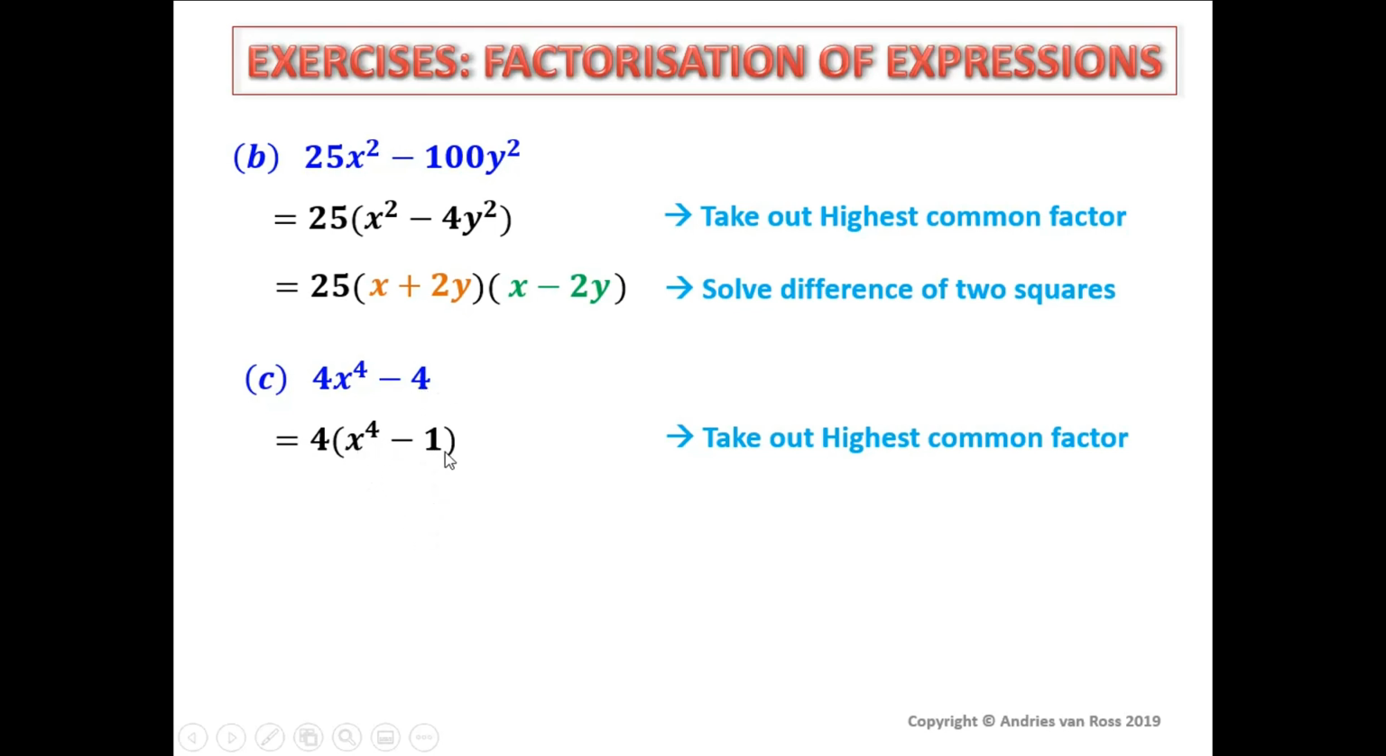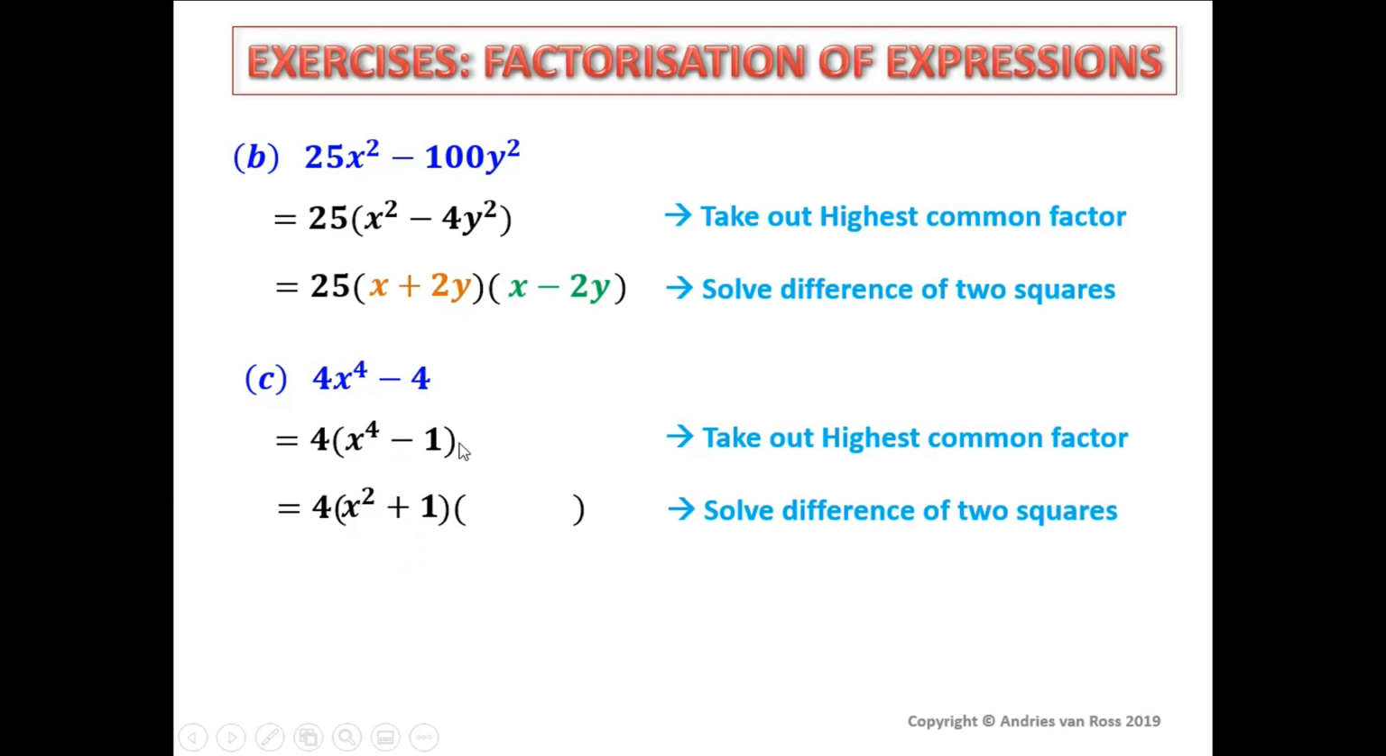And now let's look at what we have here. We've got 4 times the bracket x to the power 4 minus 1. We know that x to the power 4 is actually x squared that is squared. You with me there? So we have x squared, which is squared to give us x to the power 4, and 1 is actually 1 to the power 2, or 1 squared. So we're having here a difference of 2 squares.